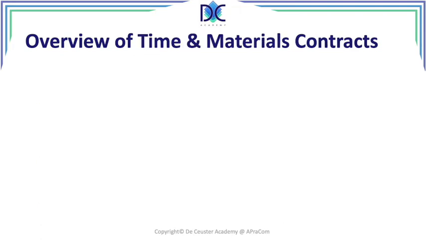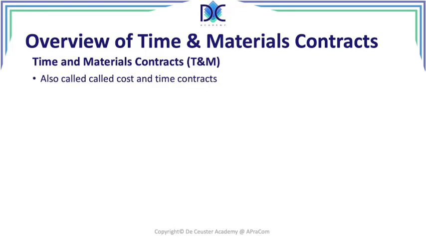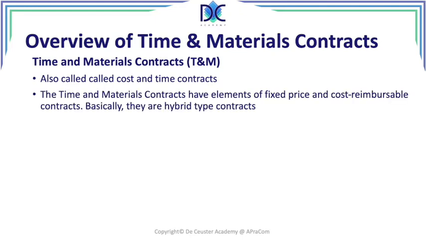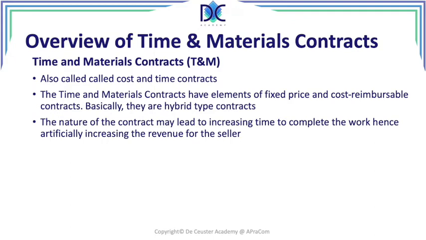We have the time and material contracts. Here we have some different contracts also. We have a typical time and materials contract. It's also cost and time contracts. The time and materials contracts have elements of fixed price and cost reimbursable contracts. They're basically hybrid contracts. The nature of the contract may lead to the fact that the supplier will increase the time to complete the work, artificially increasing the revenue for the seller.